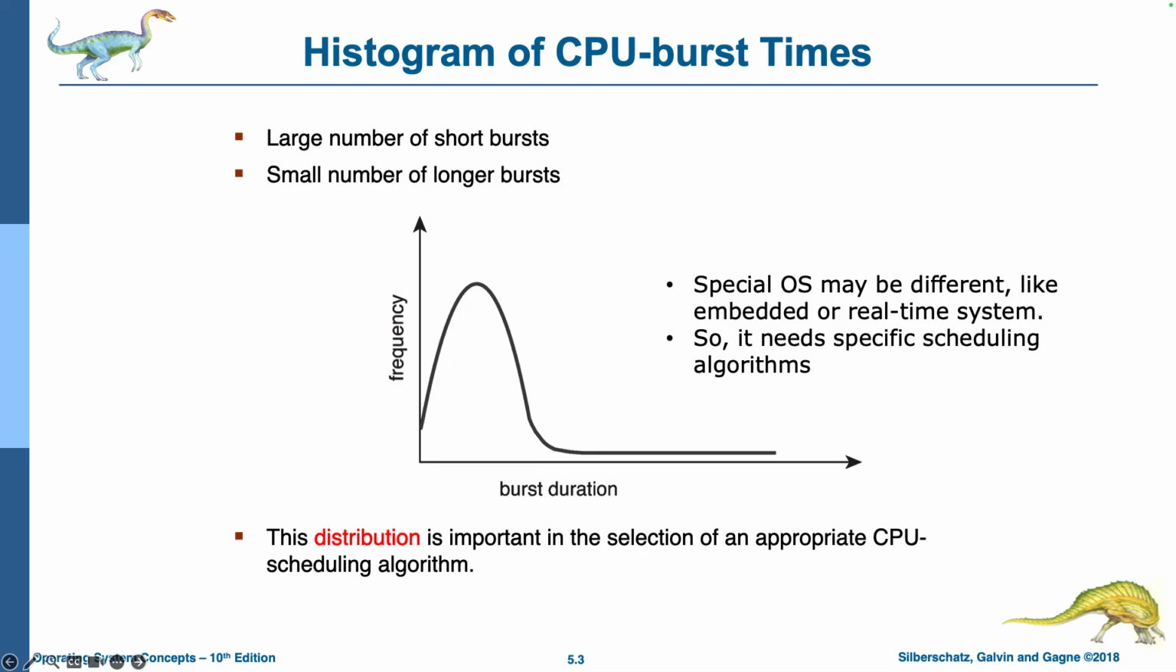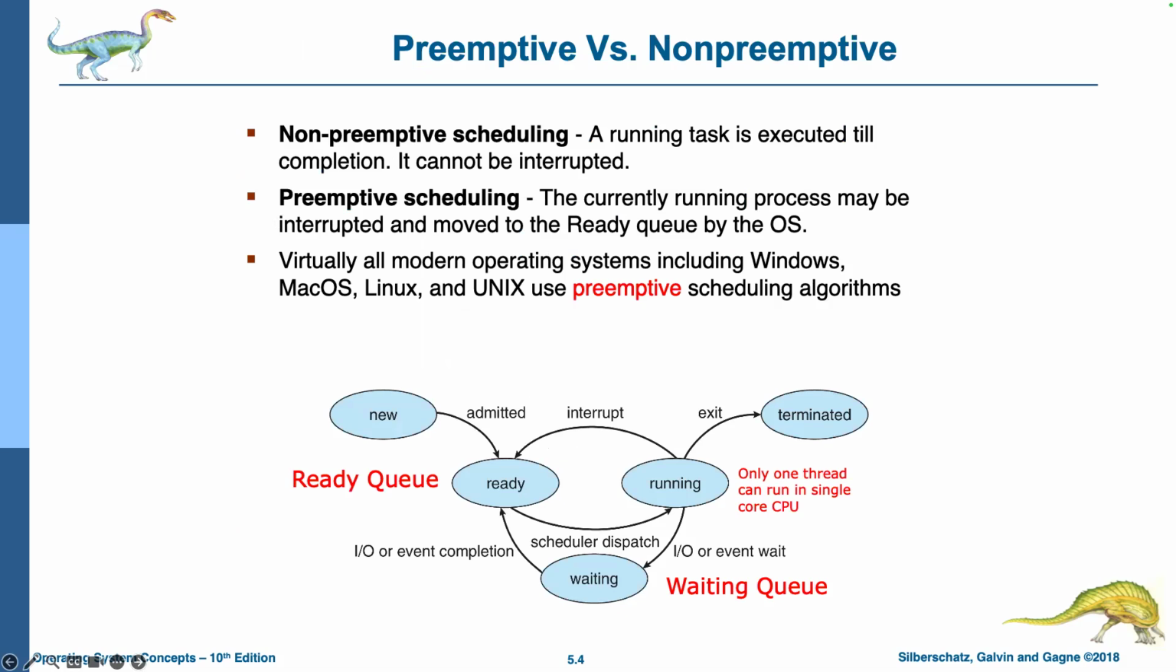This is from our daily use of computers, not for some server. The server may have some specific tasks. It's different. This is mainly for our laptops and desktops, with lots of different kinds of processes and threads. We also have this one: a large number of short bursts and a small number of long bursts.